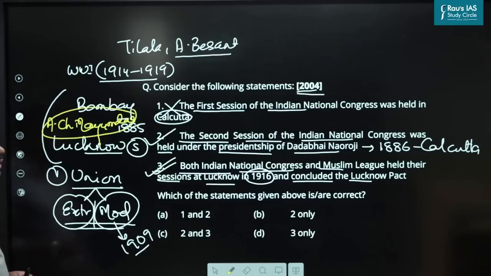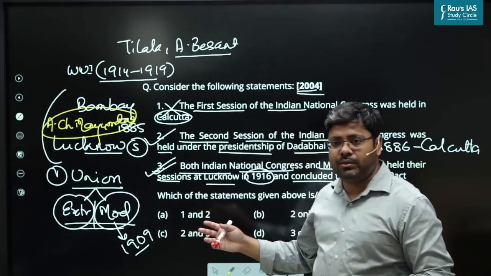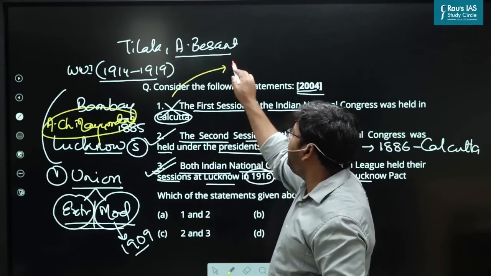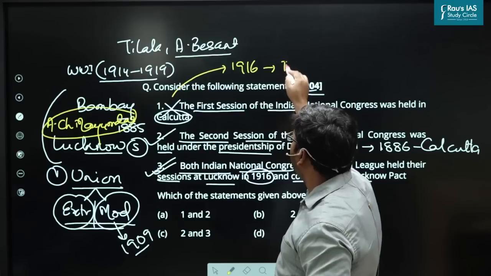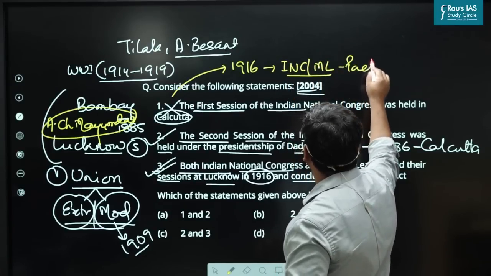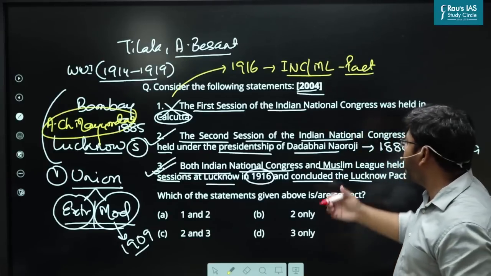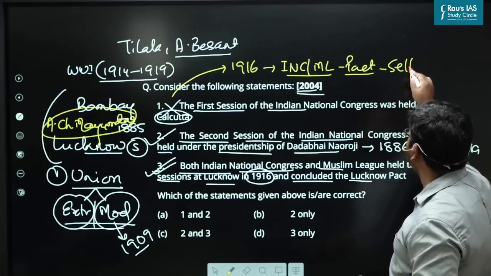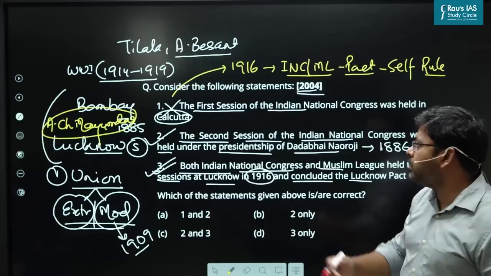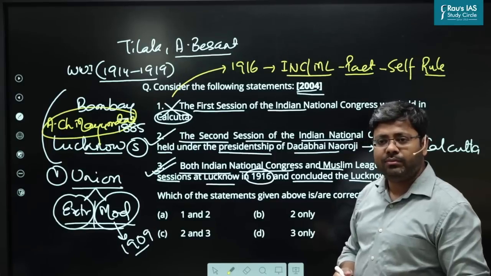Ambika Charan Majumdar. Then, if we talk about the Lucknow session, this was again very important because in Lucknow came in 1916 the Congress League Pact. What was the pact? Both the sides together demanded self-rule from the British. That was called the Congress League Pact of 1916 that was achieved in Lucknow.